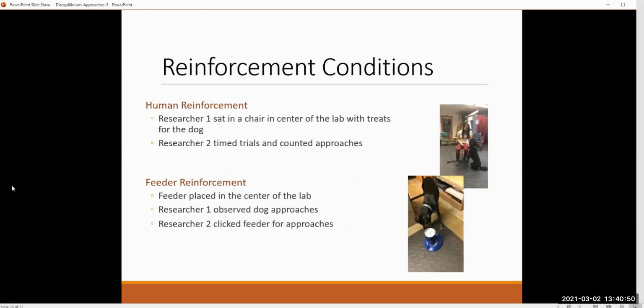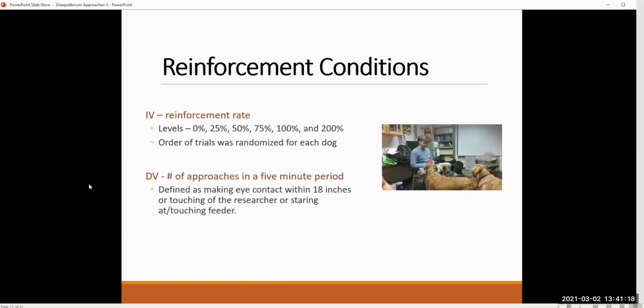Then we imposed a contingency. We had the human sitting in a chair, and we also did this with the feeder. The feeder was placed at the same place that the human would have been sitting. And all the dog had to do was walk up to the human and either look at the human or somehow touch the human, and they got a treat, or they simply had to approach the feeder and stare at it, or touch the feeder, and they got a treat. Easy peasy, right? And we had no reinforcement, that's extinction.